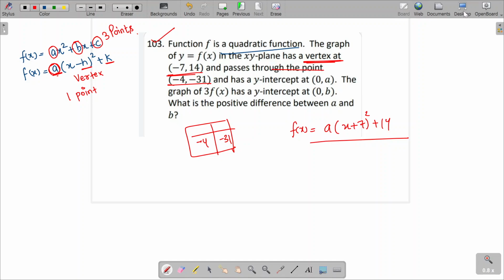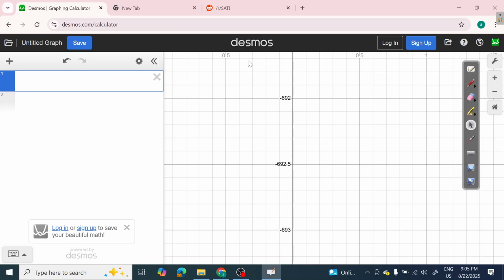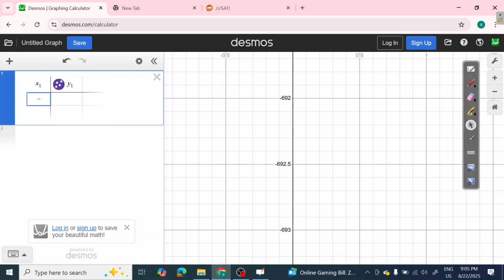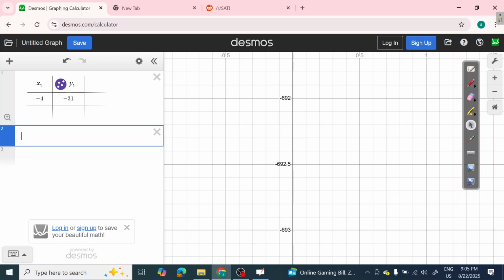Let's go to Desmos now and figure out -4, -31, right? I'll insert a table. I'll write -4 here, -31 here, and then in the next column I'll put the function y1.